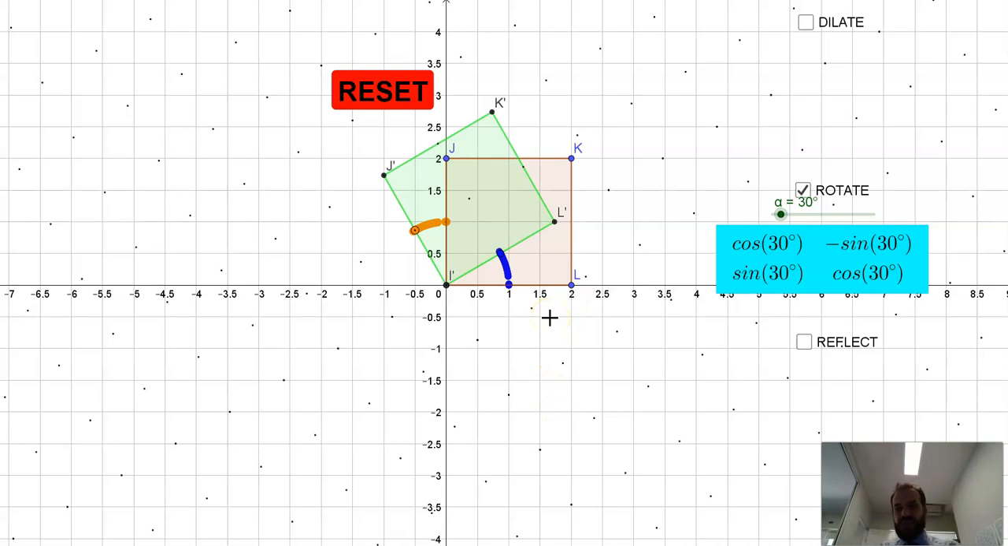Now, the bigger mystery is about to be revealed, and that is this orange dot here. Now, what's happening with the orange dot? Well, you can see that it's been moved.